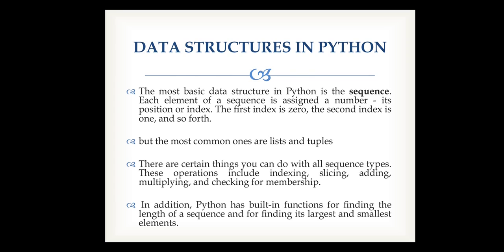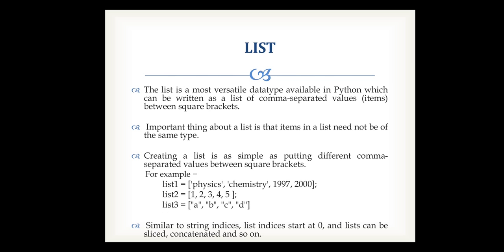There are certain things you can do with all sequence types. These operations include indexing, slicing, adding, multiplying, and checking for membership. In addition, Python has built-in functions for finding the length of a sequence and for finding its largest and smallest elements. So we are starting with list.